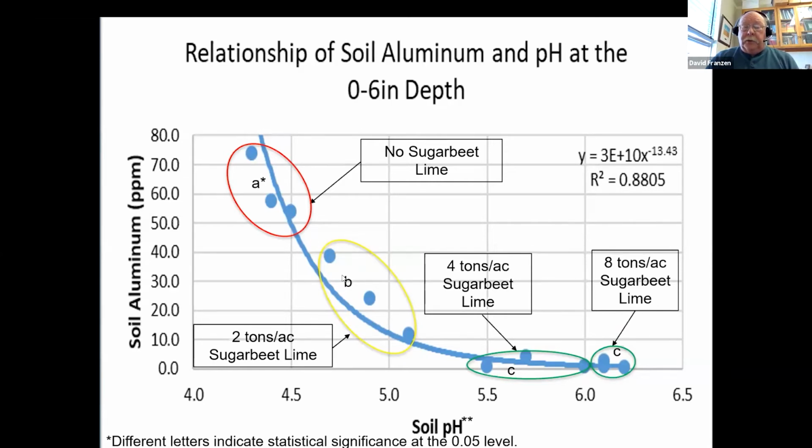And this is with 2 ton per acre of sugar beet lime, and it's increased the pH somewhere around half a point or so. And then 4 tons per acre of sugar beet lime, and they're kind of in the range where they want to be. So this is a logistical thing.